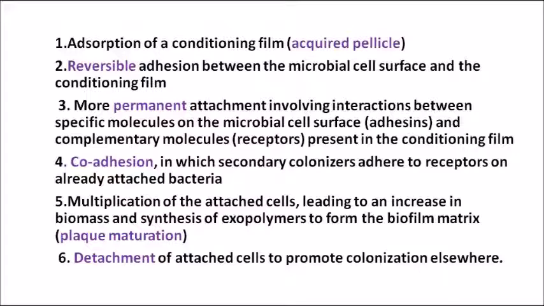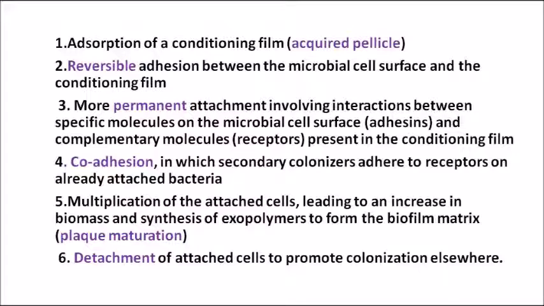Now the fourth step, co-adhesion. As we said, the bacteria which attach to the tooth surface first are the primary colonizers. The primary colonizers are usually aerobes. So they use up the oxygen and make the environment anaerobic, so that secondary colonizers, which are usually anaerobes, can come and attach to this surface and live there. So this is co-adhesion, where the secondary colonizers attach to the receptors present on the already attached bacteria.